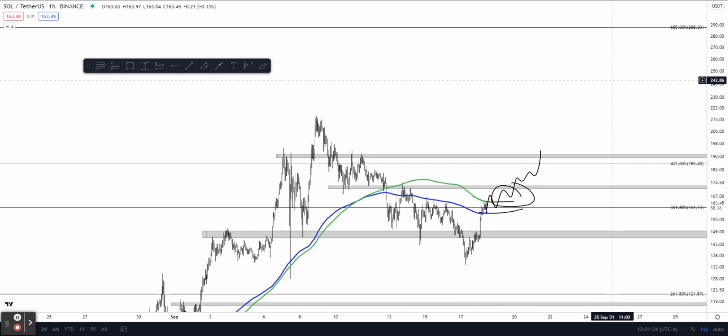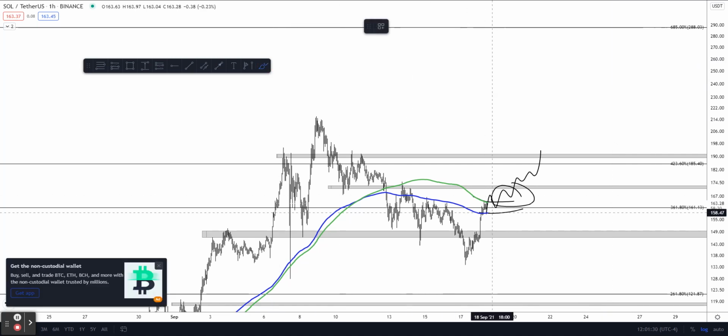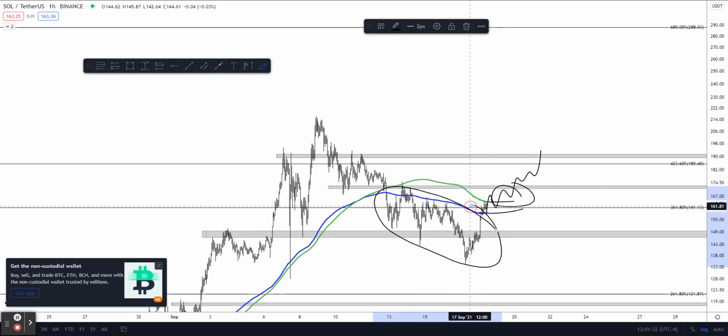So look for my fib target to get hit. Look for that take profit much, much higher. And if in the meantime something changes in terms of probabilities, then I will adjust. And that's my invalidation. So I hope you guys enjoyed this quick analysis.